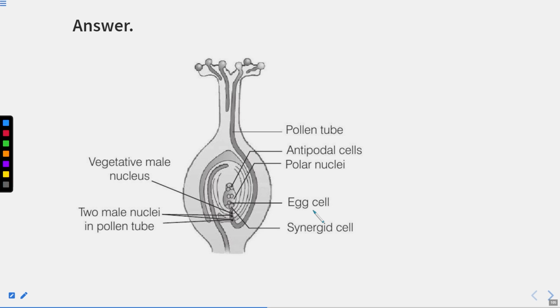Here again you can see a diagram of a pistil. You can see pollen land on the stigma, and if they are compatible, they form the pollen tube. So this is the pollen tube. Now this pollen tube travels through the style and you can see the path here, then it enters the ovule through the micropyle. So this is the micropylar region where synergid cells are present.